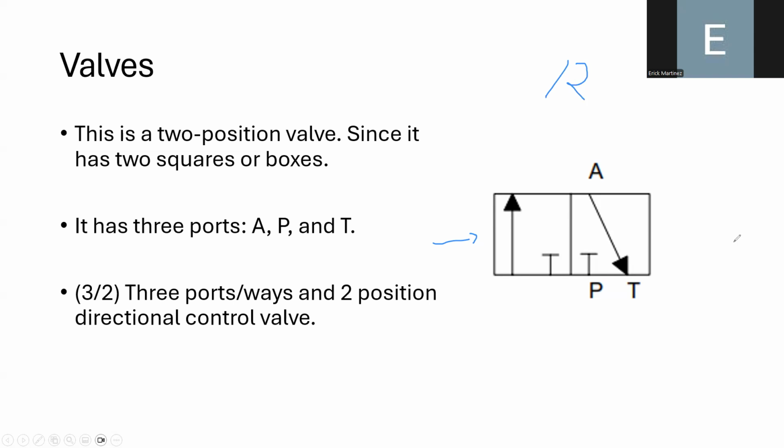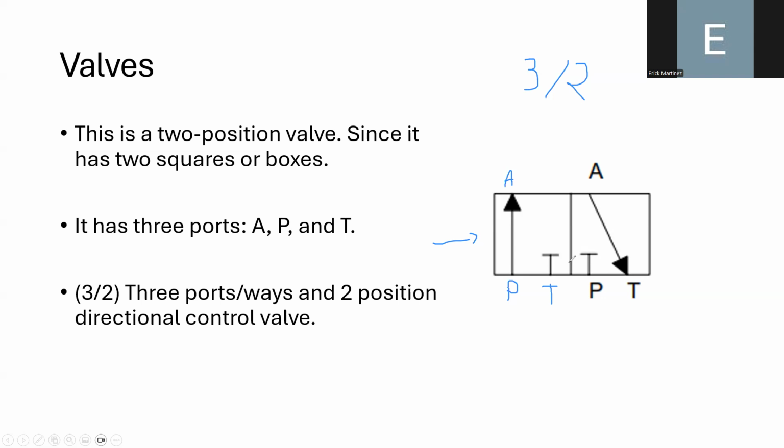Okay? But you can notice that if you look closely at this behavior, for the first position on the left, we have port A, we have port P, and we have port T. Okay? And based on this information, we can see that we have three ports or three ways. So we can denote that by the number 3 before the diagonal. So we can say that this is a three-port or three-way and two-position valve.